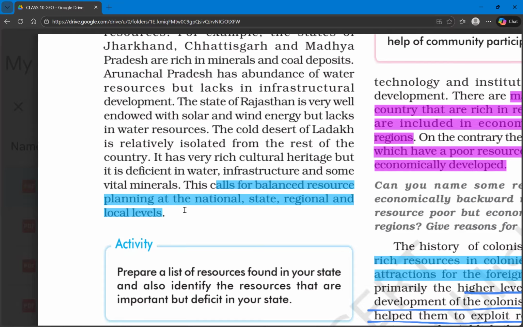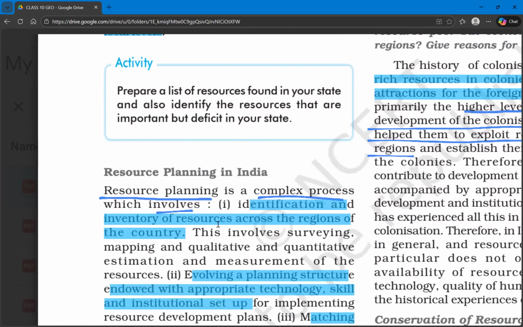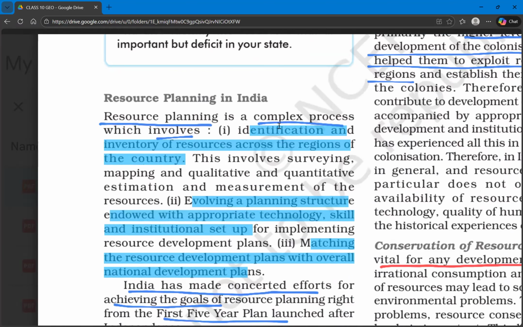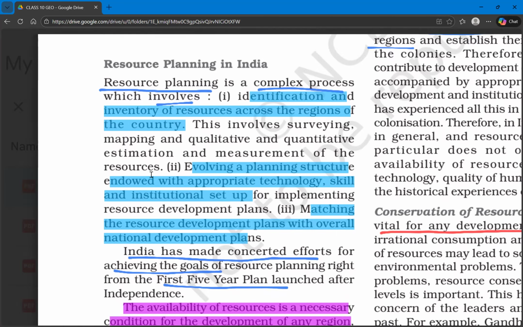This calls for balanced resource planning at the national, state, regional, and local level. The basic reason is that an unequal, irregular distribution of resources is why we should come up with balanced resource planning. Resource planning is a complex process which involves identification and inventory of resources across the regions of the country. So what is the first step? Identifying and taking inventory of resources across the country. And how can it be accomplished? It can be accomplished by surveying, mapping, estimation, and also measurement of resources.